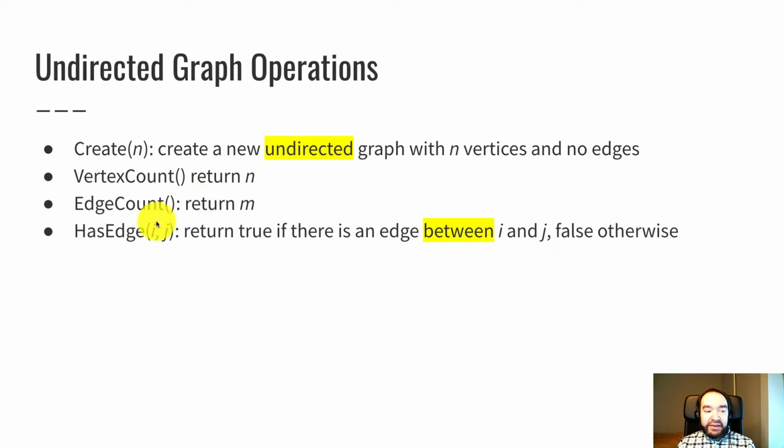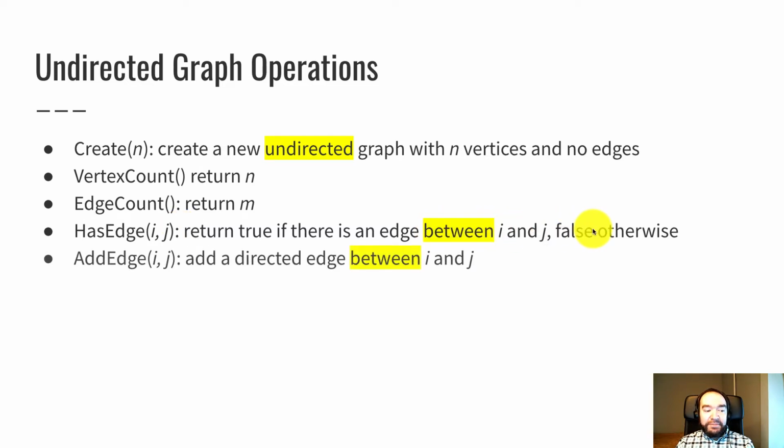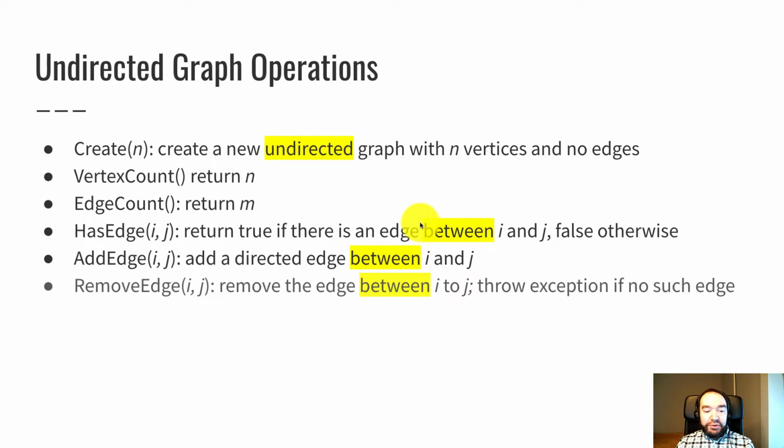Has edge is just slightly different because in a directed graph, has edge tells us if there is an edge from i to j, because there's this notion of direction on the edges. But in an undirected graph, the edges are bidirectional, they go both ways, so instead the word we use is between. So has edge i j returns true if there is an edge between i and j, and false otherwise. We make the same change to add edge i j, which adds an undirected edge between i and j, and remove edge i j removes an undirected edge between i and j.